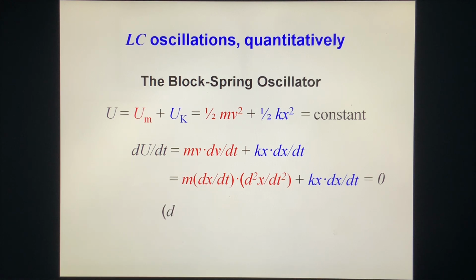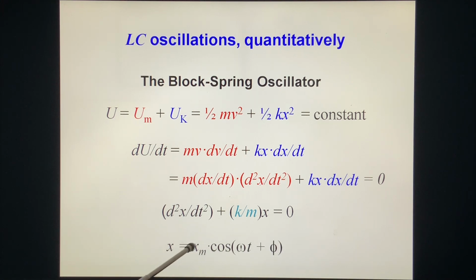So what we get is the second derivative of x with respect to time t plus kx over m equals 0. This is a second-order linear differential equation. We know omega squared equals k over m, and the answer is x equals xm cosine of omega t plus phi, where xm and phi depend on the initial conditions.